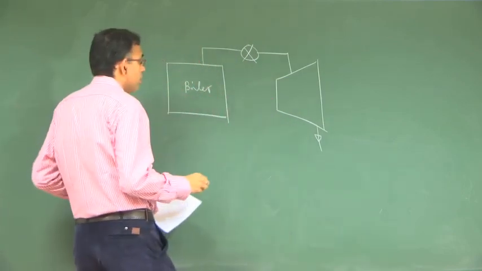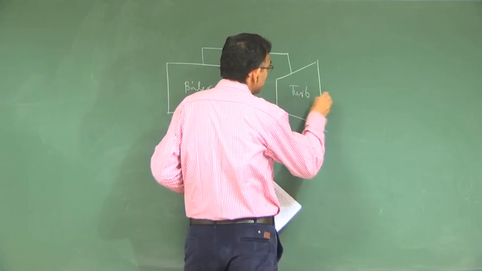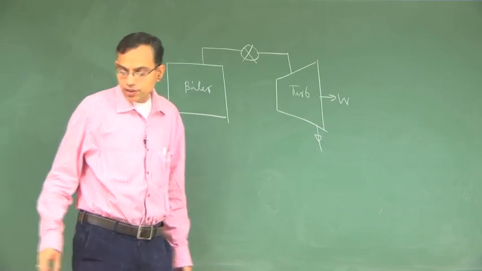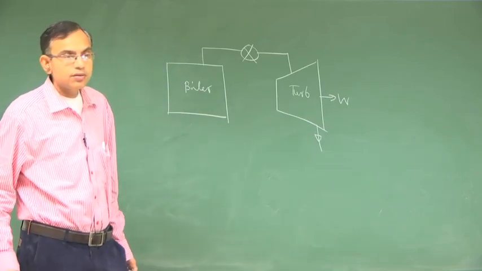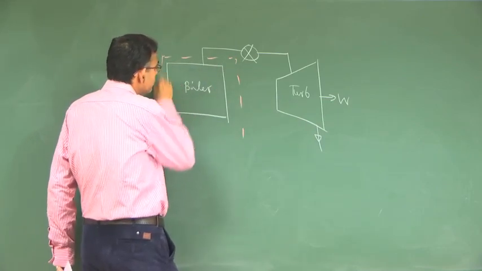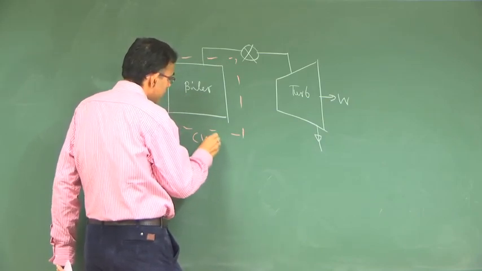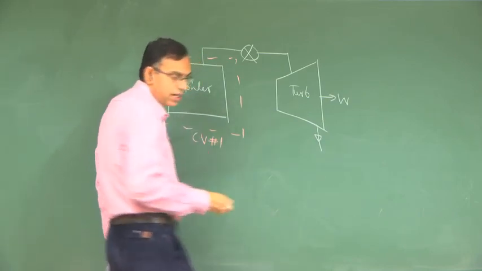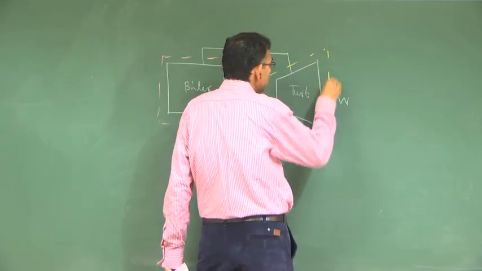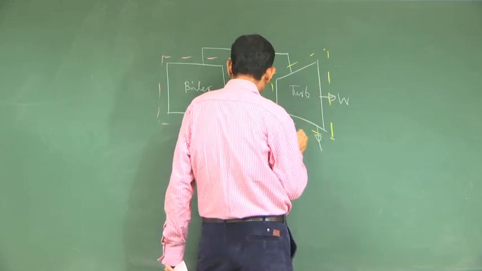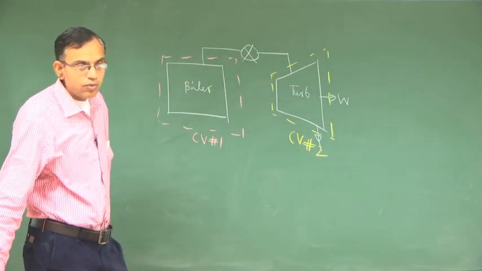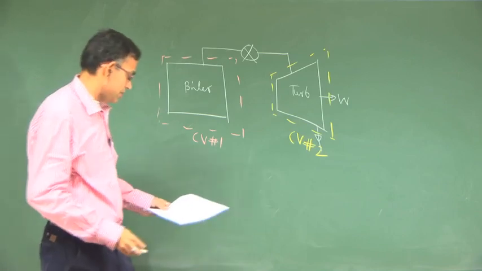Okay. So, this is the turbine. To work out this problem, I would prefer to break it into two simpler problems. One is control volume 1, which is around the boiler, and another is control volume number 2, which is around the turbine. So, we will see what is happening around control volume 1 first.